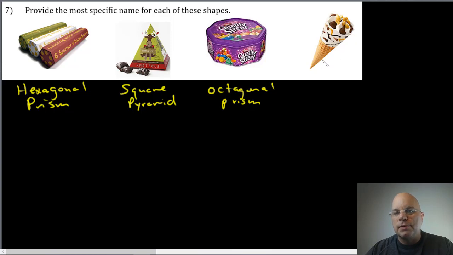Finally, we have a cone. Has a circular base and then it goes to a vertex. It's like a circular pyramid in a way. Cone.